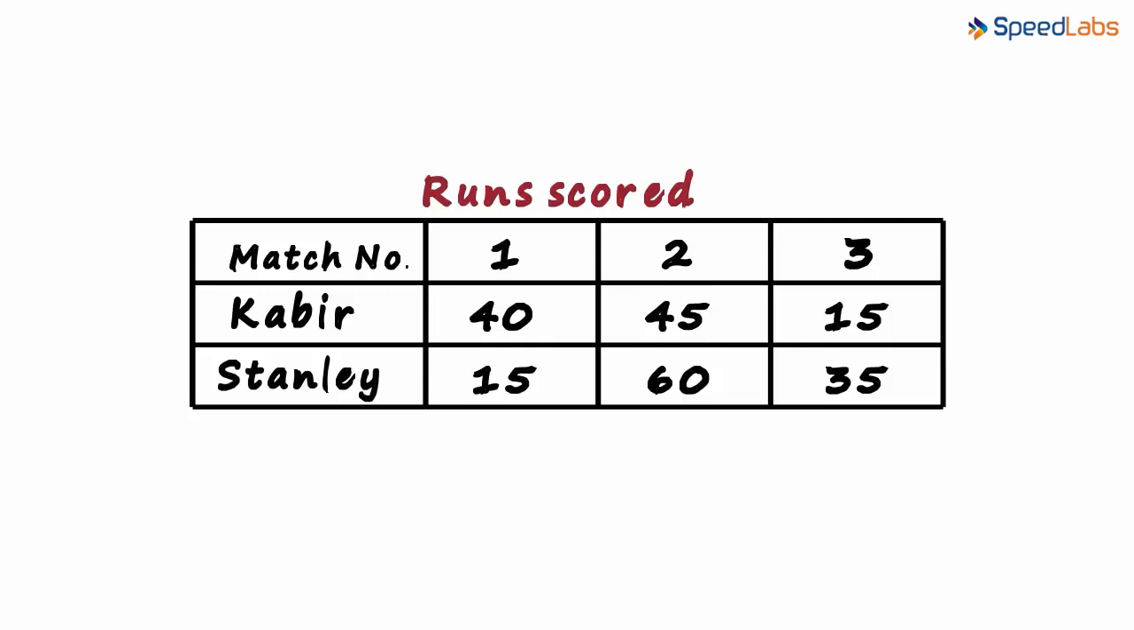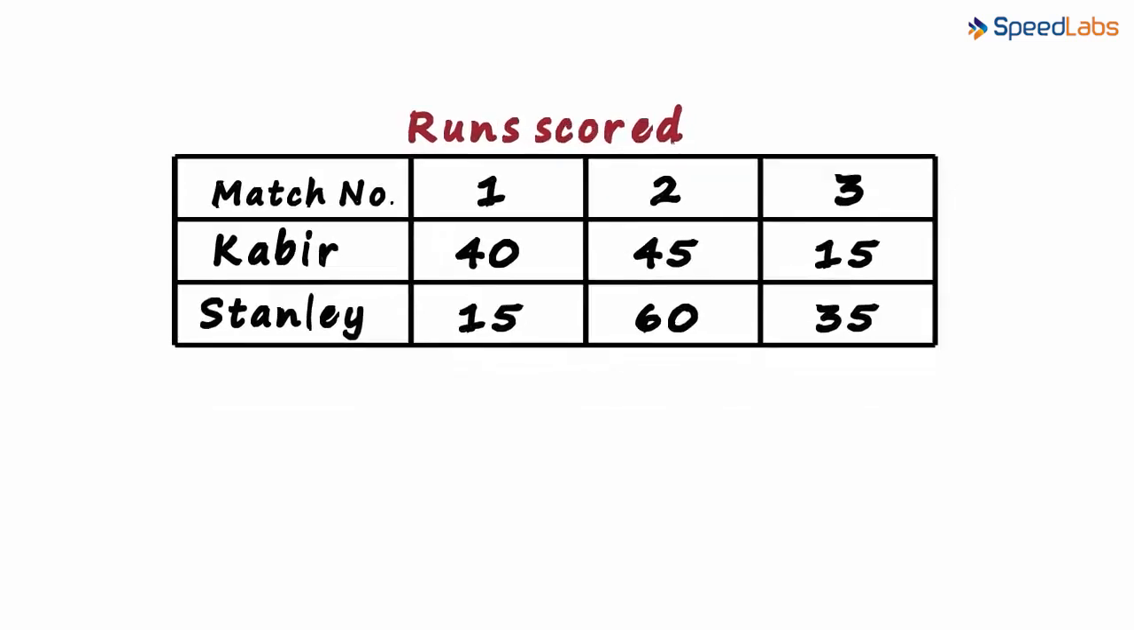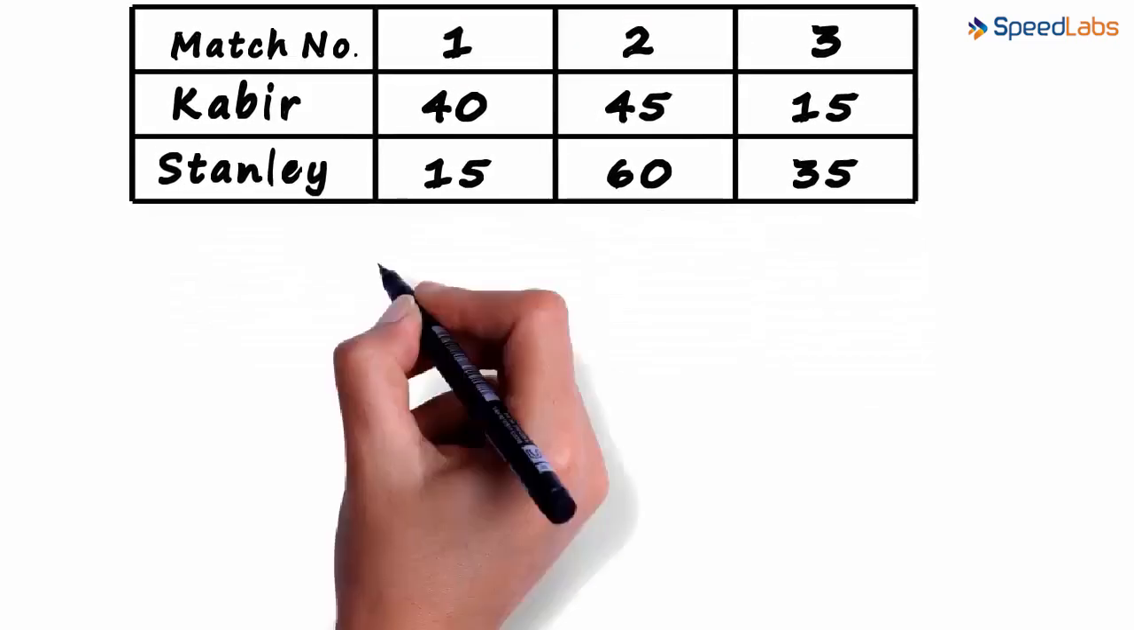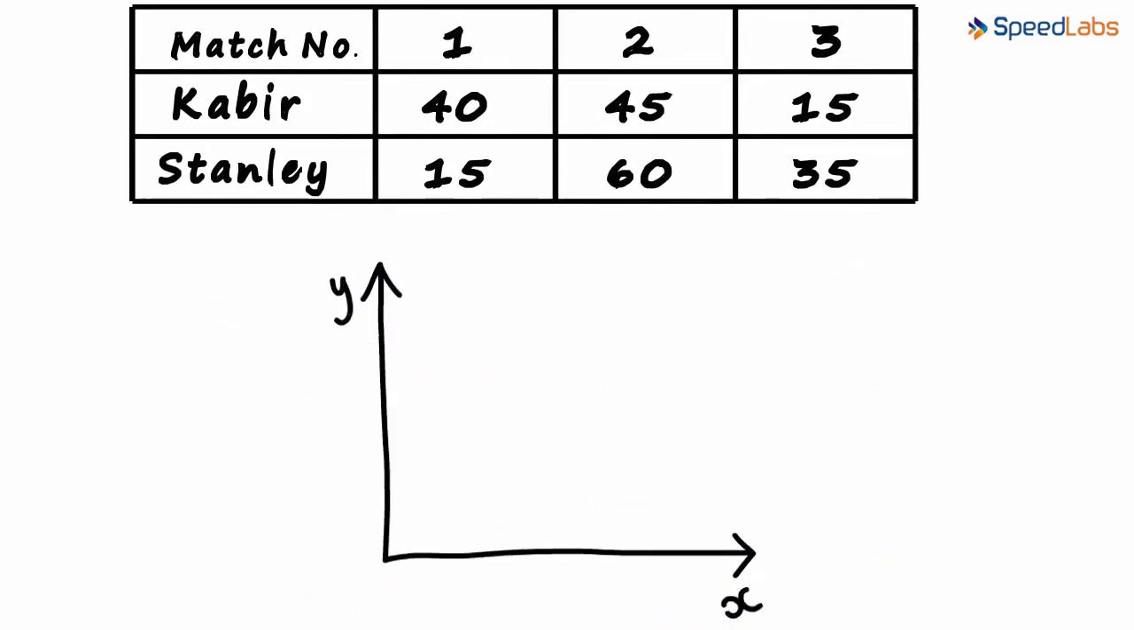Before we look at the actual drawing, let's work out a rough sketch. Say we have the x and the y axis. On the y-axis, we can have the runs, and on the x-axis, we can have the match numbers. First, we can represent Kabir's score in the 3 matches. He scored 40, 45 and 15.